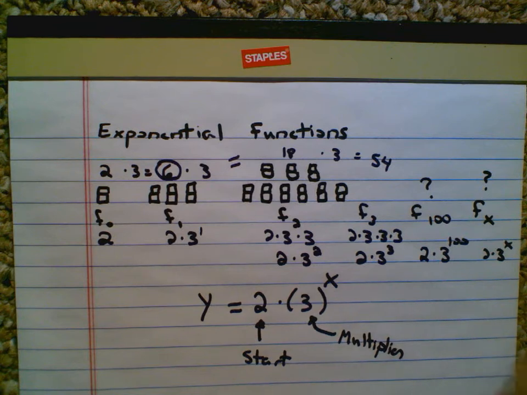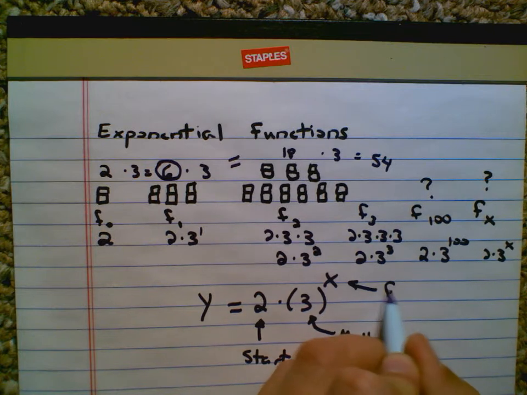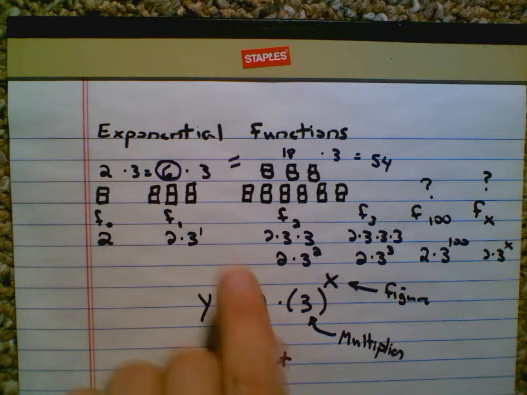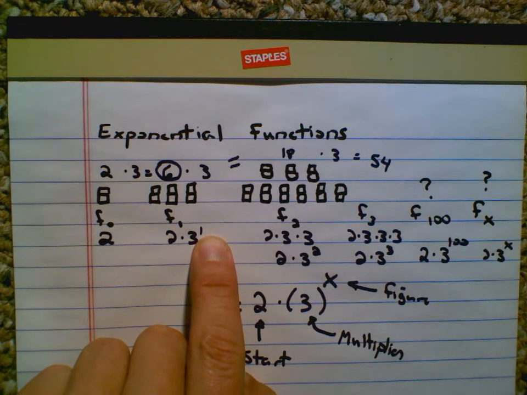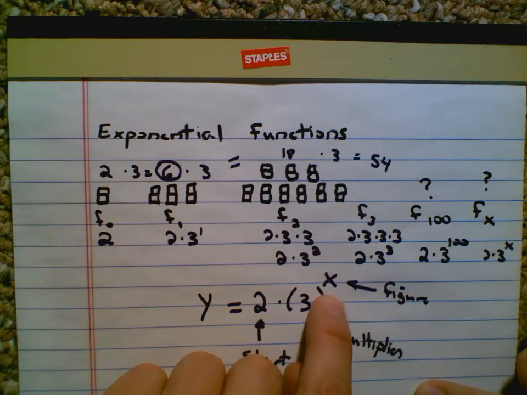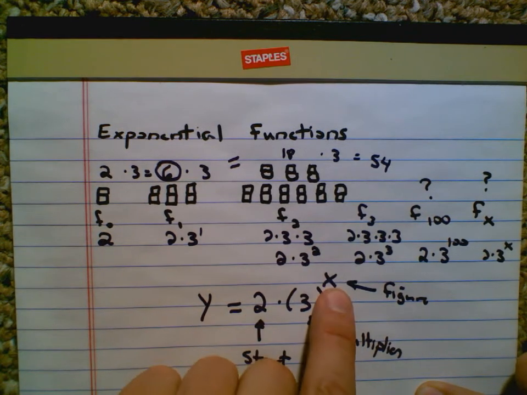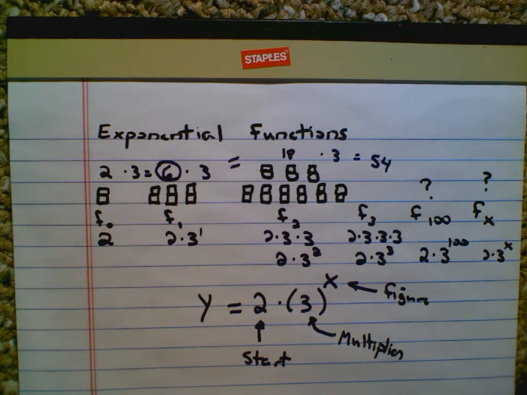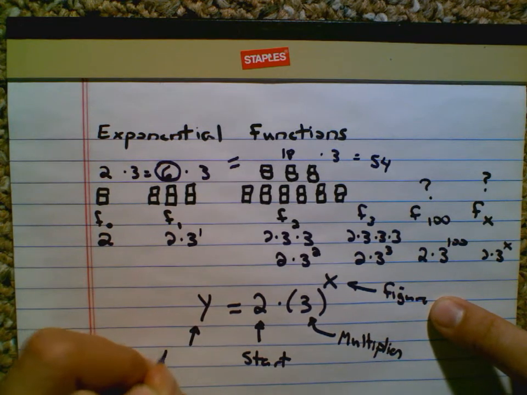Okay, when we make one jump, that's what we're multiplying by. The x represented the figure we were currently on. So if I was in the first figure, my x was a 1, so I was taking 3 to the first. If it was figure 2, my x was a 2, and I was taking 3 times 3. If it was figure 3, my x was a 3, and I was taking 3 times 3 times 3, and so forth.